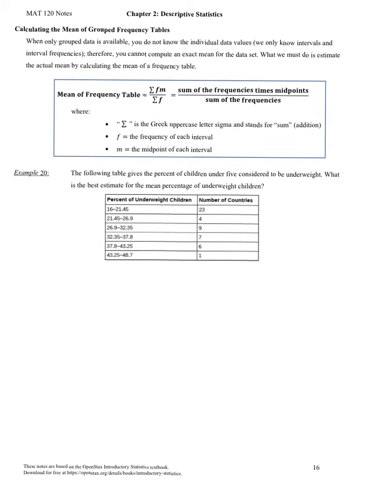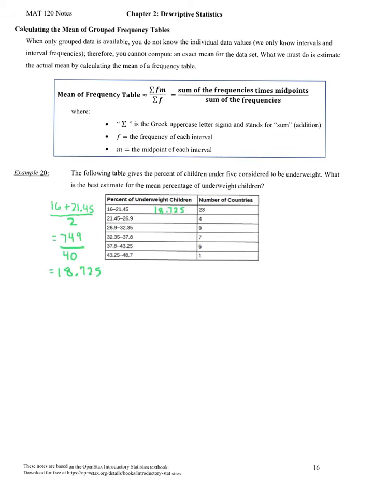Sometimes you're going to have grouped data, like in example 20 below, that shows the percent of underweight children and the number of countries in the study that have this certain percentage. When you are trying to find the average or the mean of grouped data, what you must do is find the midpoint of each group. Remember, midpoint is taking the lower bound and adding it to the upper bound and dividing by 2.